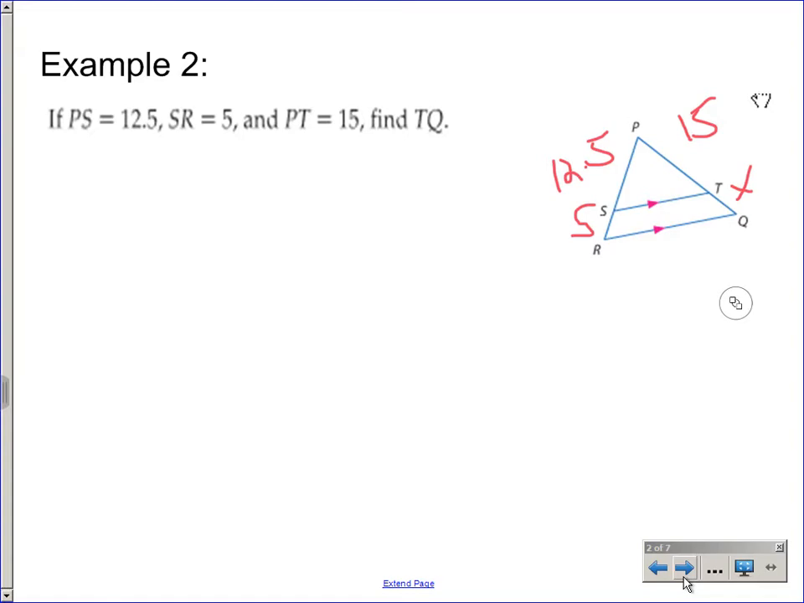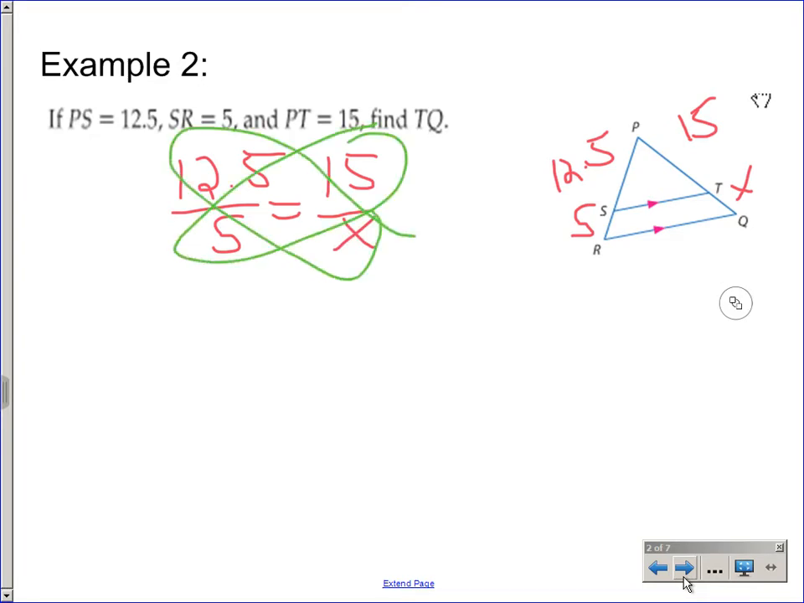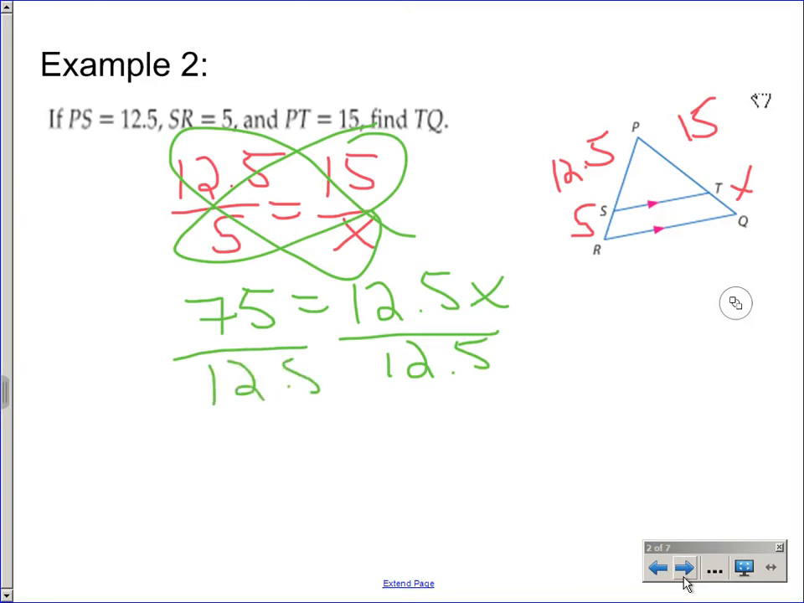So I'm going to go ahead and set up my proportion. I will do 12.5 is to 5 as 15 is to X. Go ahead and do your lassos, and you'll end up getting 75, because 5 times 15 is 75, is equal to 12.5X. And then just solving the equation, X equals 6. So in this situation, TQ equals 6.